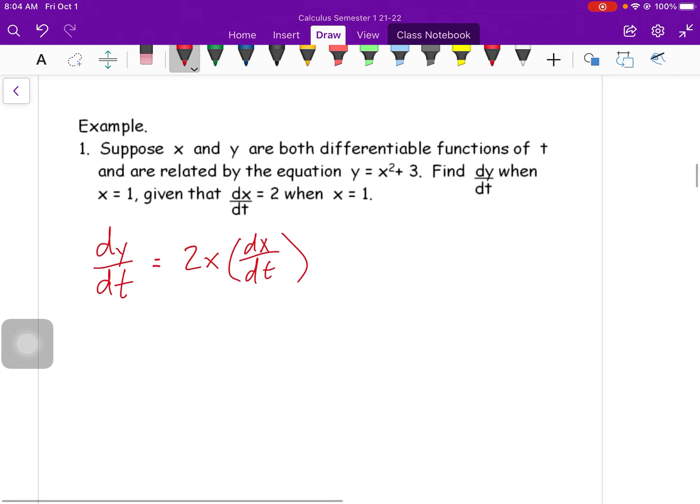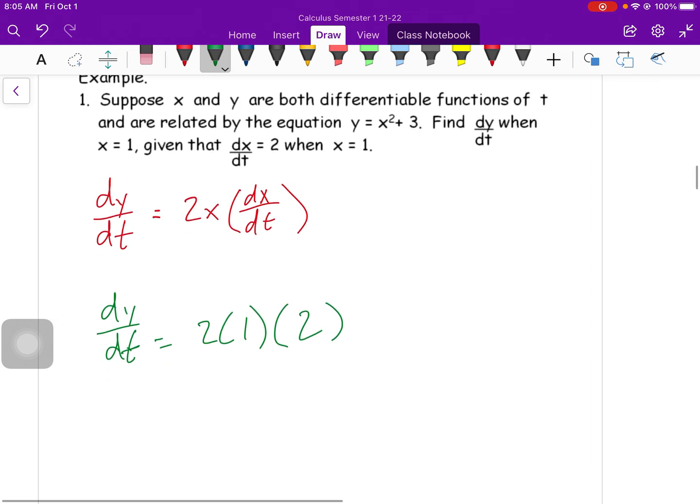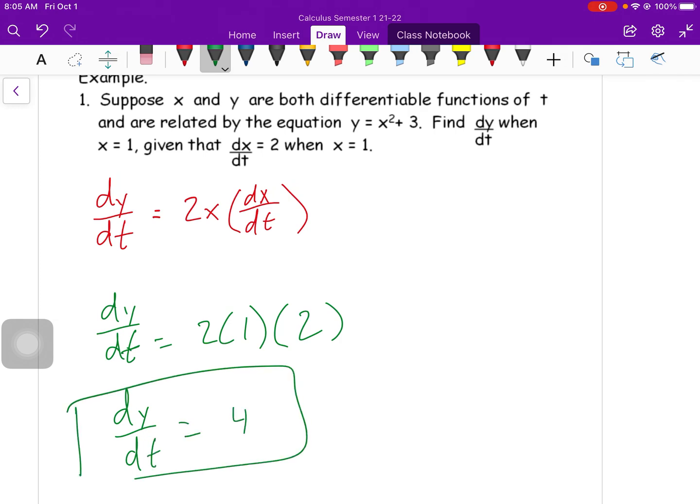And now we plug in what we know. I don't know dy/dt, that's what I want to find anyway. I know that x is going to be 1 and dx/dt is going to be 2 whenever x is 1. So since x is 1, dx/dt is 2. So I'm now able to see that the derivative of y with respect to time is equal to 4.